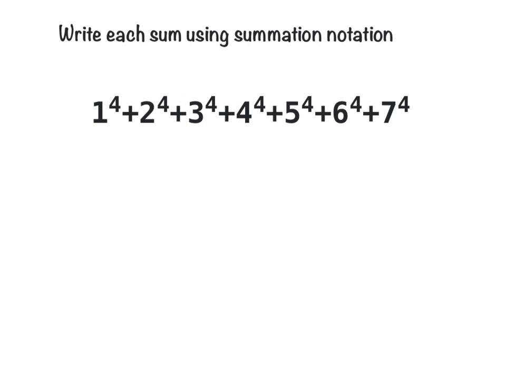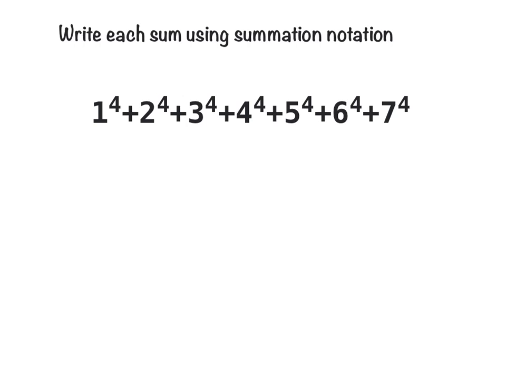All right, so now our goal is to go backwards, to write each sum using summation notation. They gave us a sequence, and we have to go backwards and put it into summation notation. So the first thing you have to do is figure out what the pattern is, what's happening here. Well, I notice everybody is being raised to the fourth power. That is not changing, that's constant. So my gut tells me it's probably something to the fourth power.